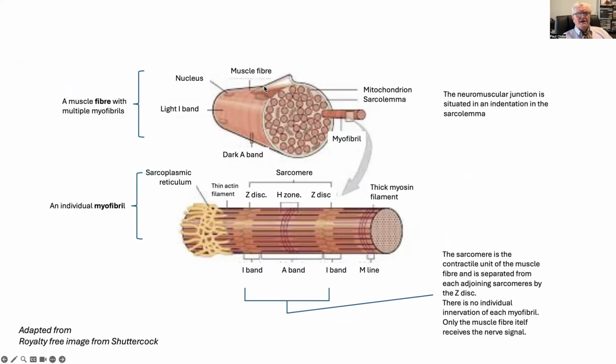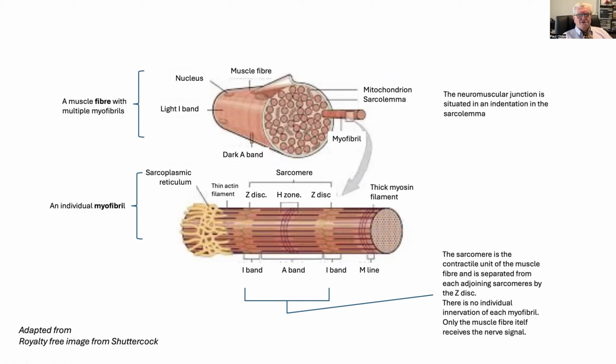A muscle is made up of many muscle fibres, and a muscle fibre is made up of many myofibrils. It is the myofibril that contains the contractile unit called the sarcomere. And the sarcomeres are short little areas separated by a Z disc. So there will be a sarcomere here and a sarcomere here. But this is the contractile element of the muscle.